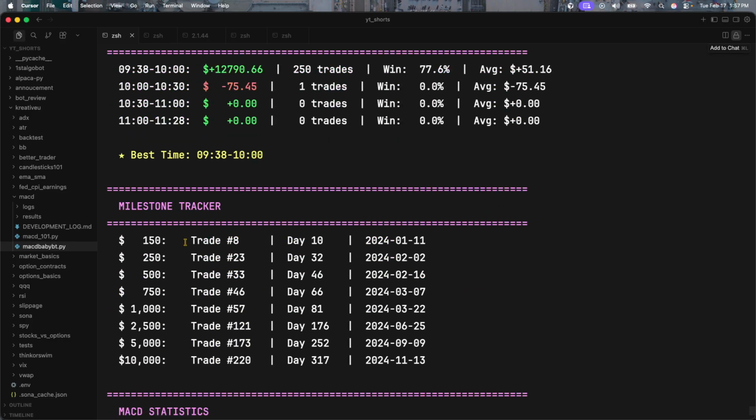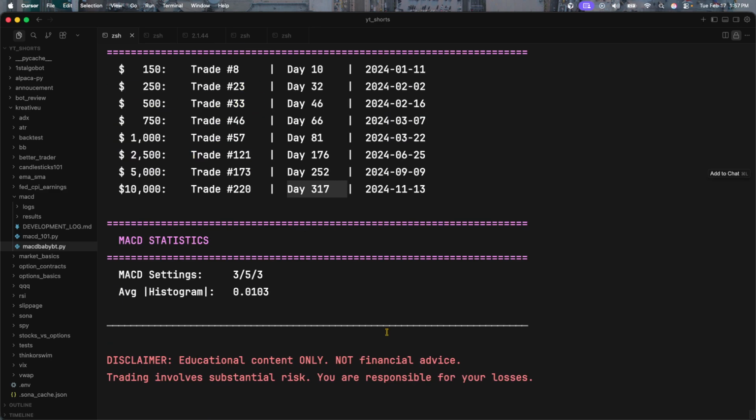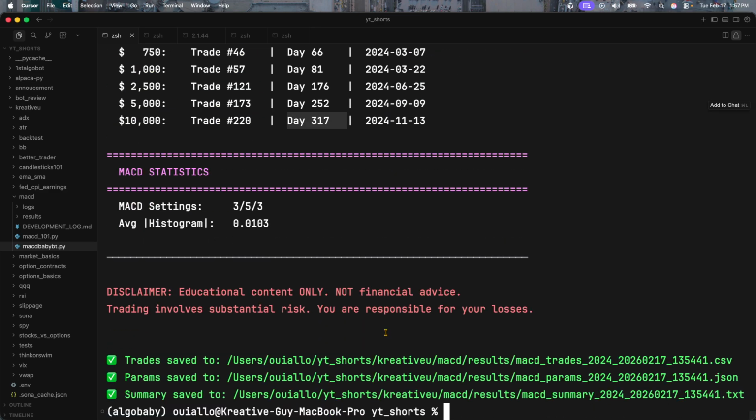It took this strategy 8 trades, or 10 days, to get to 150, 32 days to get to 250, 46 days to get to 500, 66 days to get to 750, and under 100 days, trade 57, to get to $1,000. And to 10,000, trade 320, 317 days. That's not bad at all.